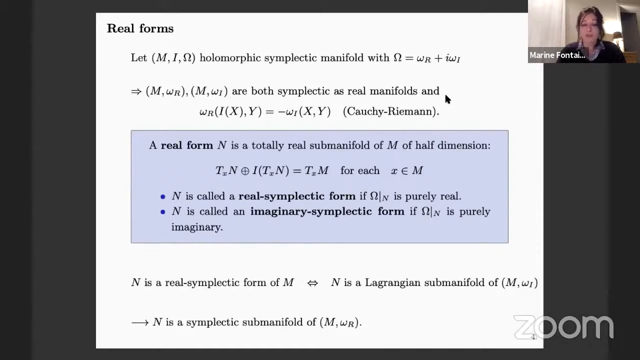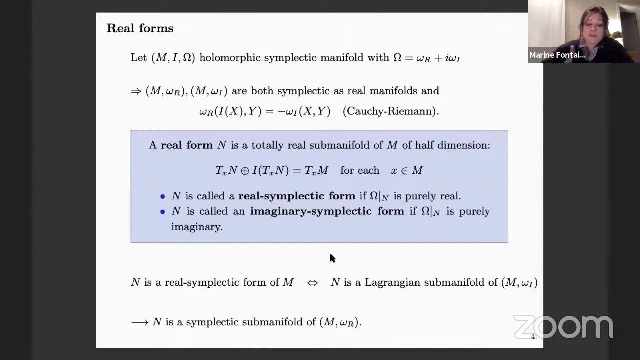And on the other hand, you can also define an imaginary symplectic form. When you restrict the holomorphic form to it, you get something purely imaginary. You can treat both in the same way. I will mainly talk about the first one, but everything works really similarly if you take an imaginary symplectic form.